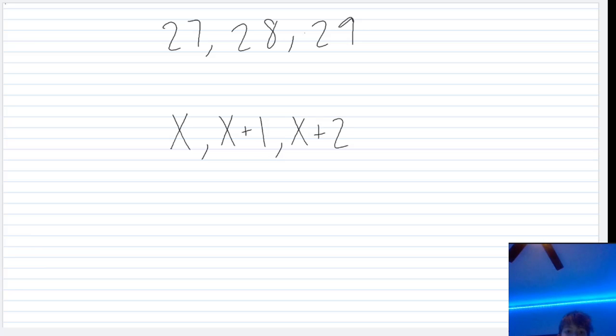All right. So the question was, if x is the first of three consecutive numbers, 1, 2, 3, what are the other two? Well, we have x, and then to get to the next one, we add 1, and then to get to the second after that, we add 2. X plus 1, x plus 2, just like this. 27, 27 plus 1, 27 plus 2. If we have 5, 6, 7, we have 5, 5 plus 1, 5 plus 2.